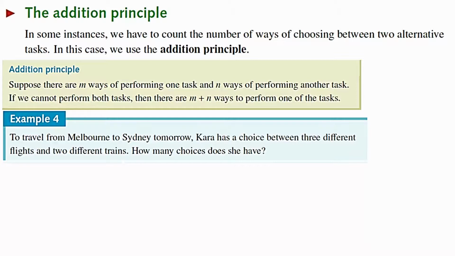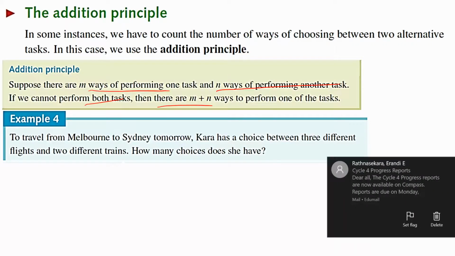She has a choice of a flight, and there are 3 different flights there, and 2 different trains. So she has 3 flights and 2 trains, but you're only going to choose 1 to go. Suppose there are m ways of performing one task and n ways of performing another task. If we cannot perform both tasks, that's the key part. If you can't perform both the tasks, then there are m plus n ways to perform one of the tasks.